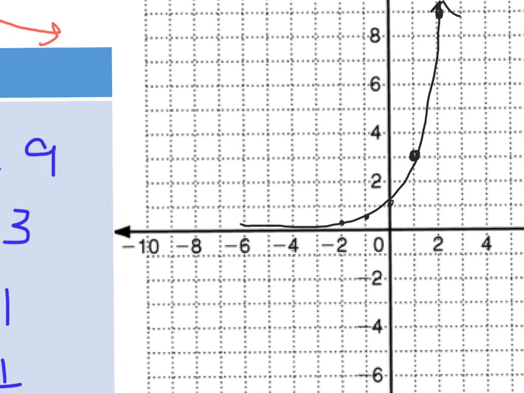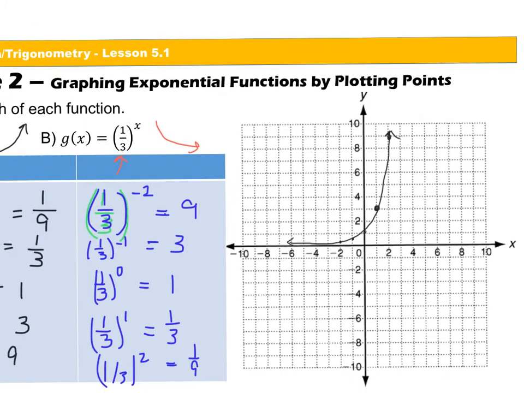Look how I drew this. What did I get really, really close to, but didn't touch? 0. That's our asymptote. That's the line that it gets really close to, but doesn't touch. So if I'm going to graph my second one, 1/3 to the x power, at negative 2 I was at 9. Then at negative 1, I was at 3, then 1, then 1/3, and then 1/9.